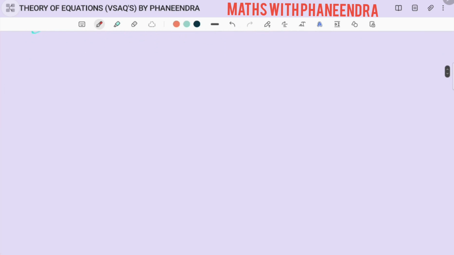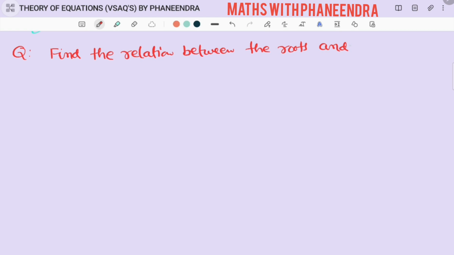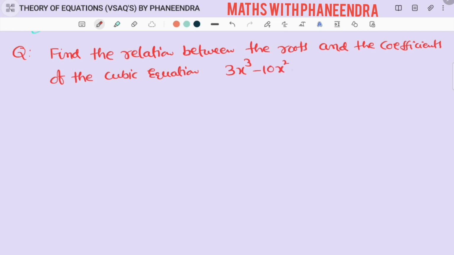How will they ask the question based on this? Find the relation between the roots and coefficients. Roots means alpha, beta, gamma. Coefficient is a, b, c, d or a0, a1, a2, a3. Between the roots and the coefficients of the cubic equation 3x cube minus 10x square plus 7x plus 10 equal to 0.